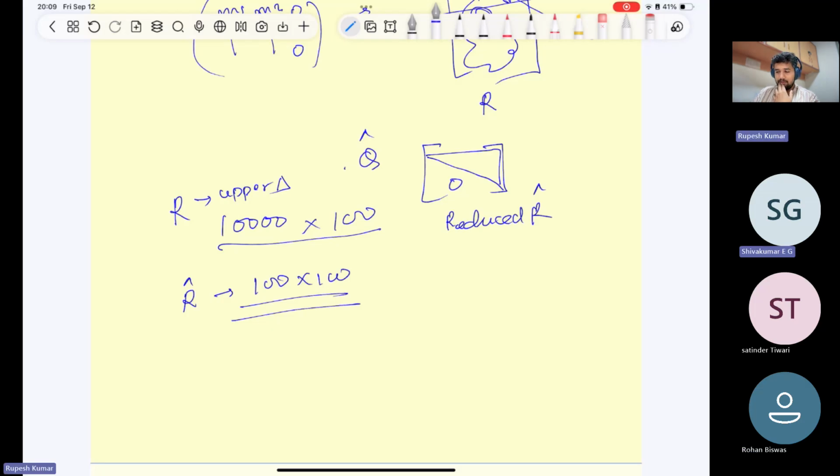Yes, sir. Is this clear? So these ones are the follow-up questions. These are the applications of why we can go into these reduced forms and other things. That's it. Okay, sir. Nice.